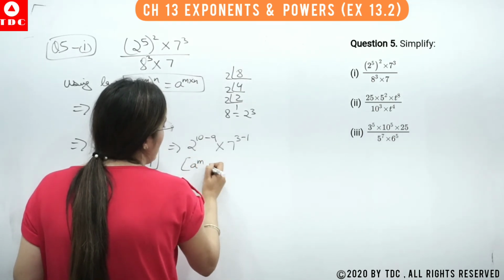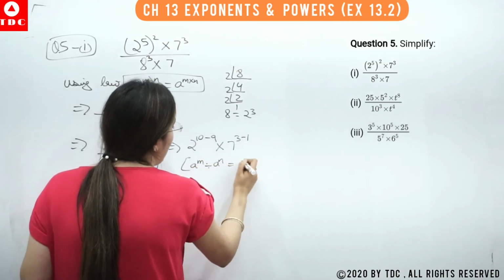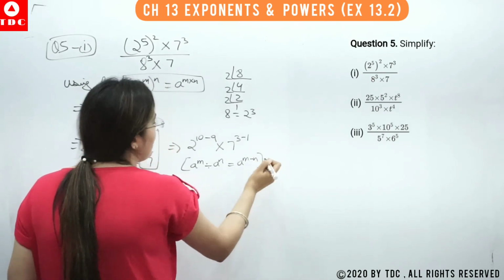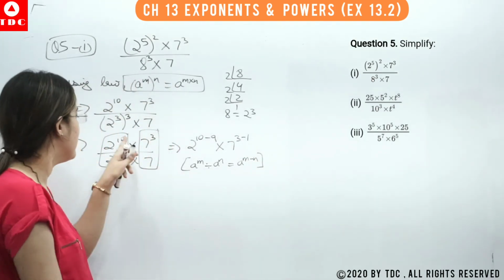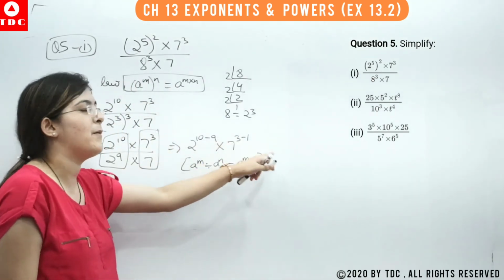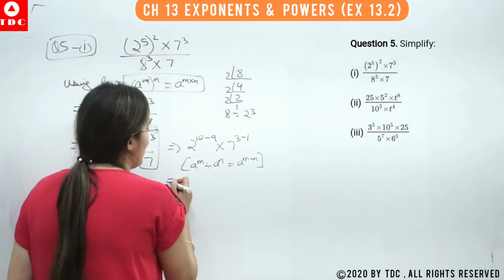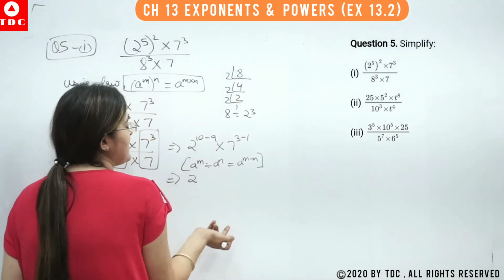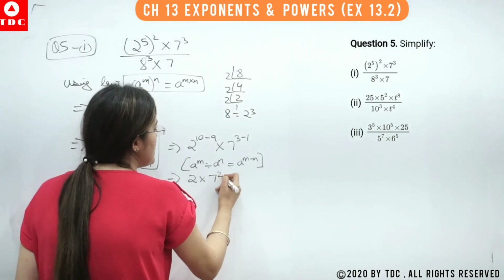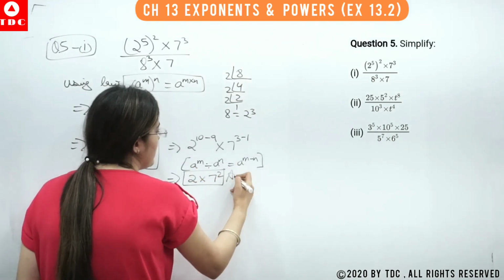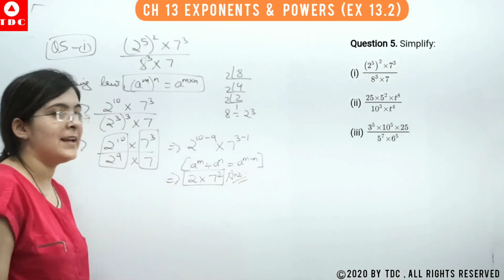Okay, using which law? a to the power m divided by a to the power n gives a to the power m minus n. These are in division, so the powers would be subtracted. So what we will get finally is 10 minus 9, which is 1. 2 into 7 to the power 2. This is your final answer.